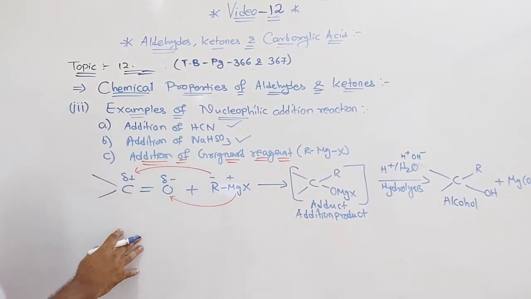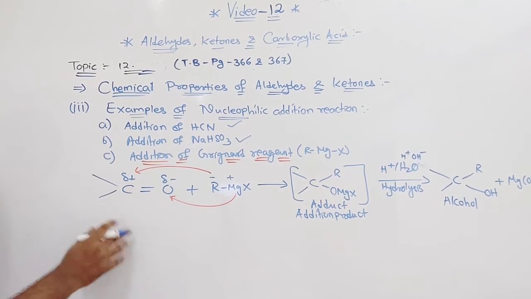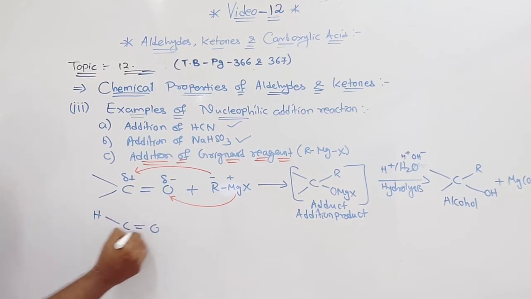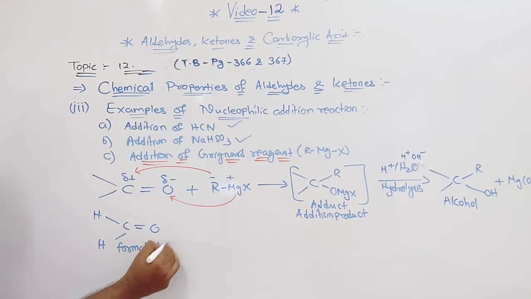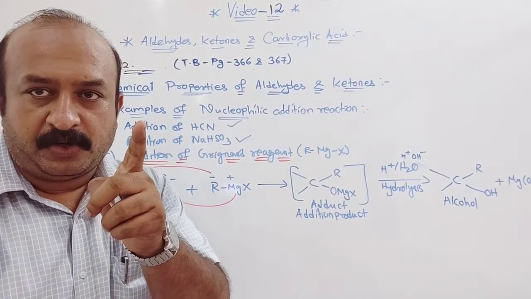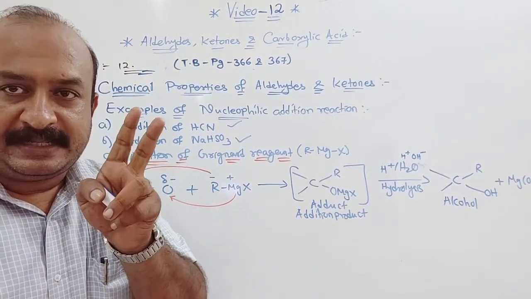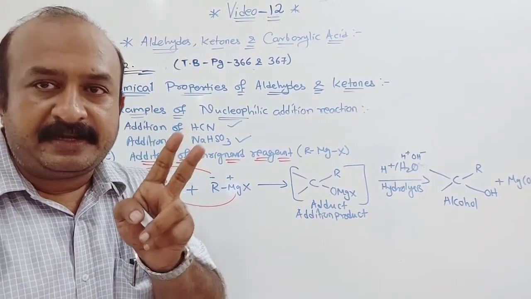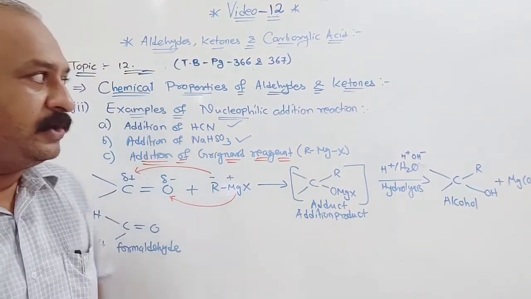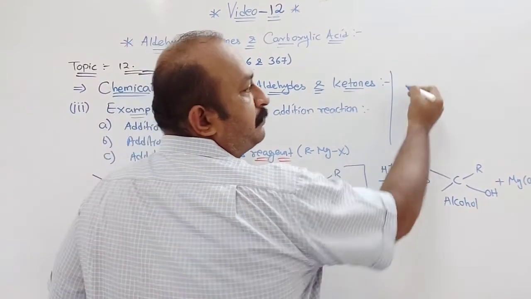Now the same thing when we talk about aldehyde. When you use formaldehyde, that is H-C double bond O and H, that is what I have used here. Clear? There is a trick to remember. When you use formaldehyde, you get a primary alcohol. When you use acetaldehyde, you get a secondary alcohol, and when you use ketone, you will get a tertiary alcohol. So this you have to remember as an important note.